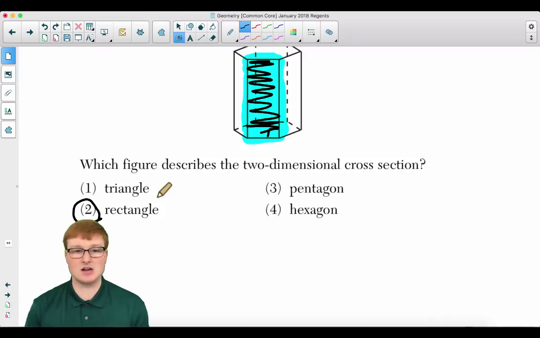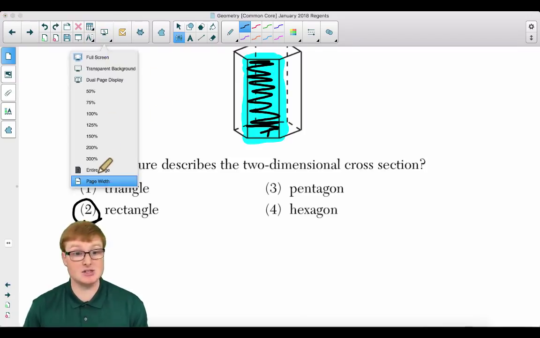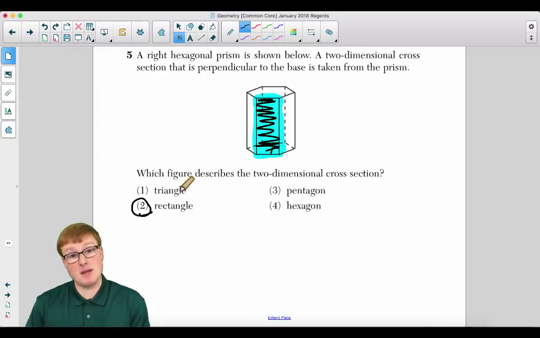You're not looking for the hexagon on the top and the bottom. And triangle and pentagon, honestly, I don't know where they got those answers from, because none of these, to my knowledge, actually a triangle could be a cross section if you cut it on a diagonal, but I'm not sure if you could cross this and get a pentagon. You might be able to, but I don't think so, just by looking at it. But your answer is choice 2, a rectangle.